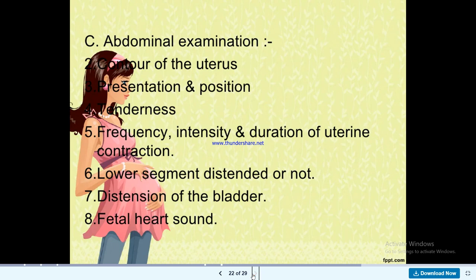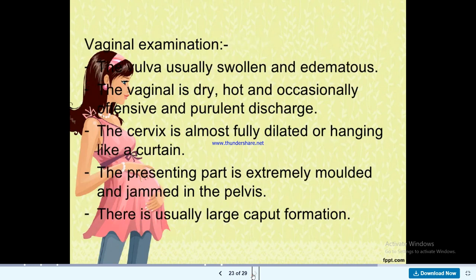Abdominal examination, we have to see the contour of the uterus, presentation and position of the fetus, tenderness, again frequency, intensity, and duration of the uterine contractions. Uterine contraction should be rhythmic, and the intensity should be mild to moderate, and again leading to moderate and then severe in the 2nd stage of labor. Lower segment distended or not, distension of the bladder, and fetal heart sounds.